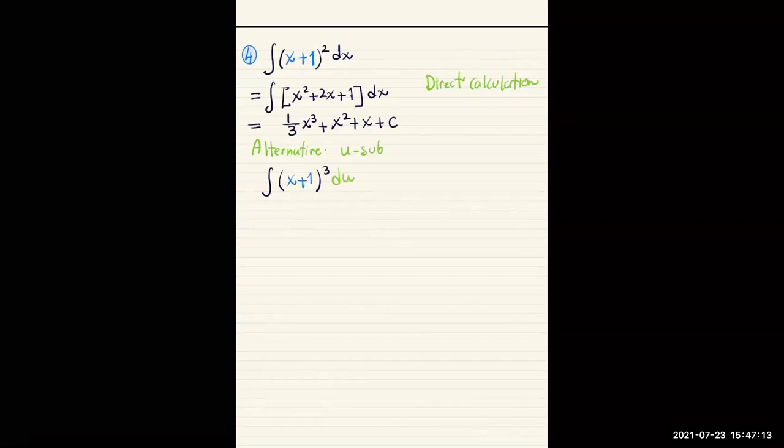We're gonna let u equal x plus 1. Okay, so that's great. And then du, if you do du dx, the derivative here is just equal to 1. And multiply by dx to get rid of this fraction, the denominator, which is dx, you get du equal to just dx. 1 times dx cancels that out.